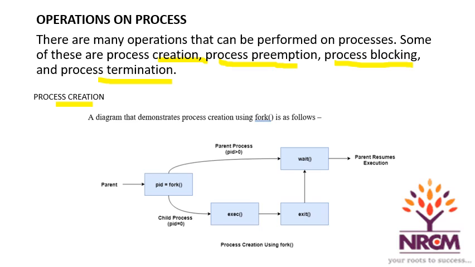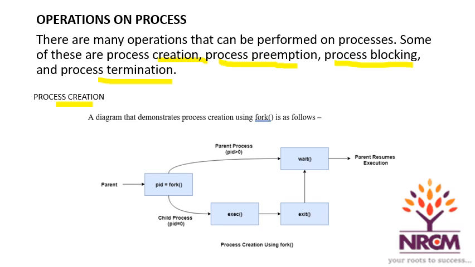Both the parent and child process have the same memory image. The IDs will be different, but the same type of image present in the parent process will be present in the child process also. But they will have different address spaces. A different, unique ID is given to the parent process and the child process as well. So this is about the operations on process.